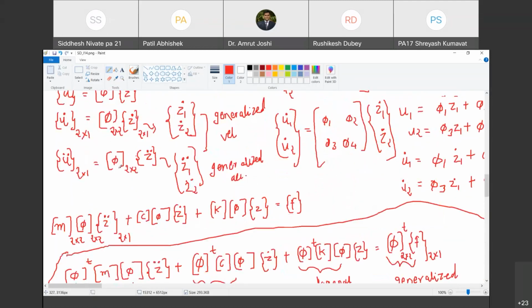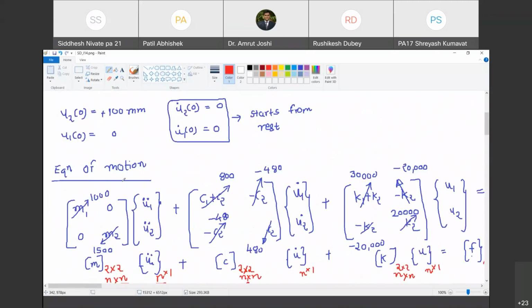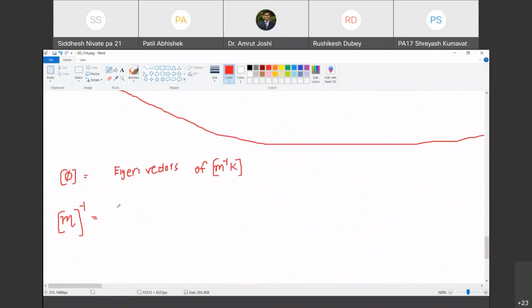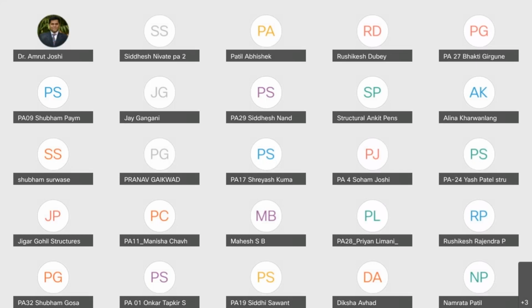So let us see what the M matrix is. 1000 0 0 1500. Are you with me? How do I get the inverse of this? Your calculators are equipped with the calculations for inverses. Here what I am going to do is do it on an online tool. Are you with me?